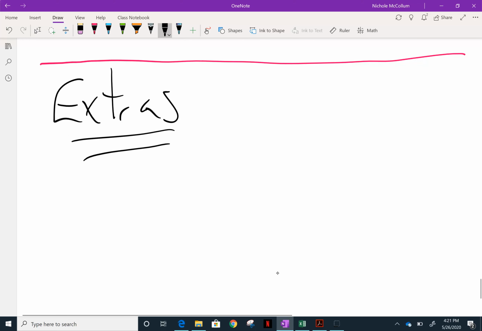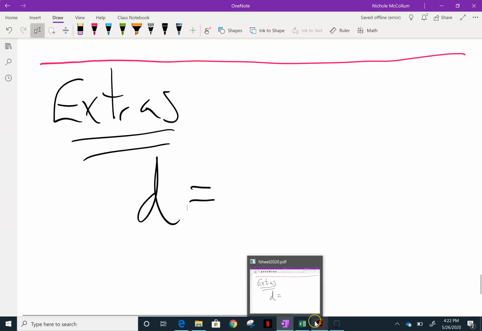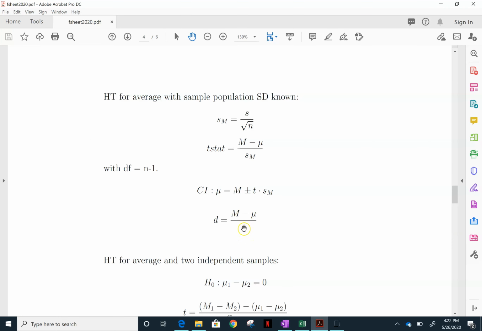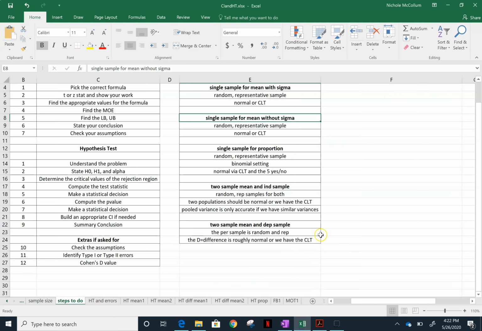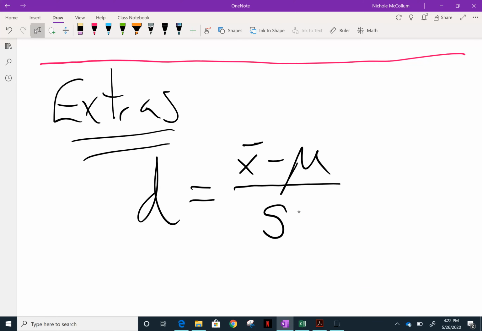Well, Cohen's d is a measure of how significant the sample size is. That's what Cohen's d is, okay, guys? First of all, the formula. Cohen's d for this one is mean minus mu over s. That's the Cohen's d measure in this case. Mean minus mu over s. Notice it is x bar minus mu over s. Notice the formula does not have the sample size.